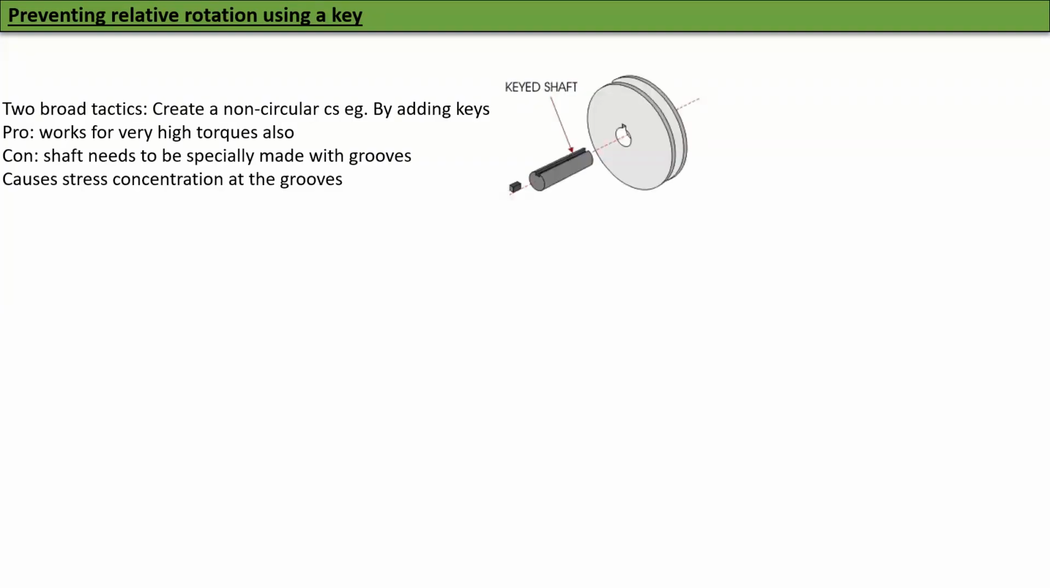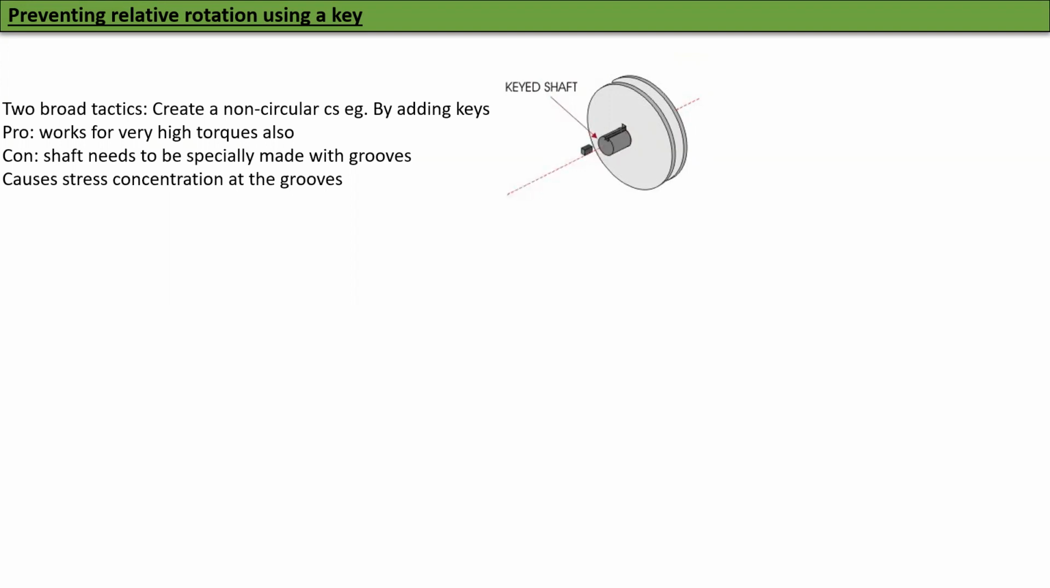So there is a fundamental way to prevent relative rotation. Either you use a key or you use some kind of friction. I will show you how the key system works. So you have two broad tactics. One is to create non-circular cross sections by adding keys. Nowadays, you can even get shafts which are non-circular, but they are expensive.